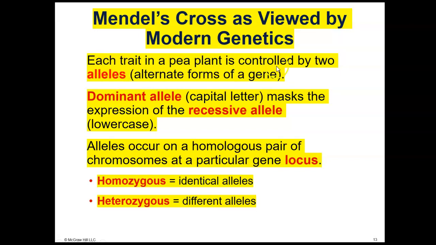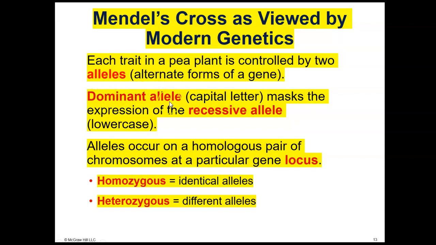Okay, so each trait in a pea plant is controlled by 2 alleles. This is how it works. Alleles are alternate forms of a gene. So each trait in the garden pea is controlled by 2 alleles, 2 different versions of the gene, like purple and white flower, or green and yellow garden pea color, that kind of thing, tall and short.